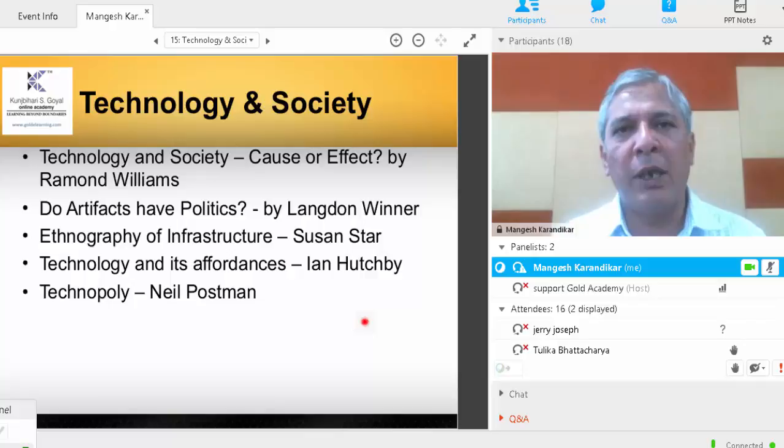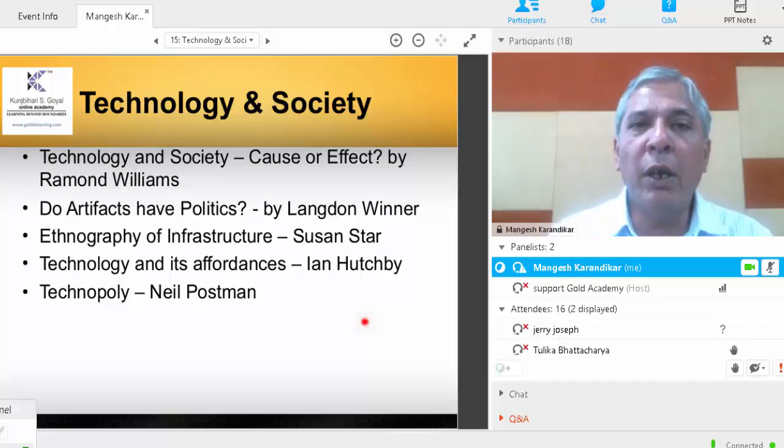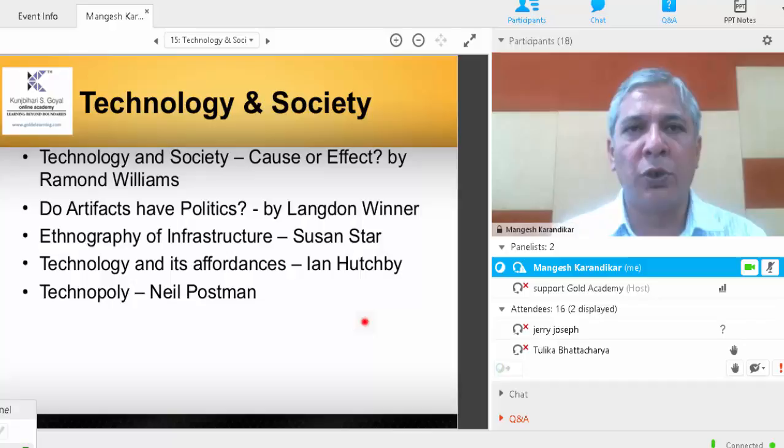Whereas now anybody with a smartphone can actually shoot a high definition movie, also edit it on that smartphone, and actually come out with a fantastic movie which can be an award winner and upload it on YouTube for the whole world to see. That is how affordances work. So we are talking of affordances that are given by new media technology.